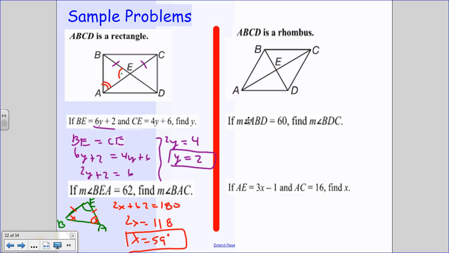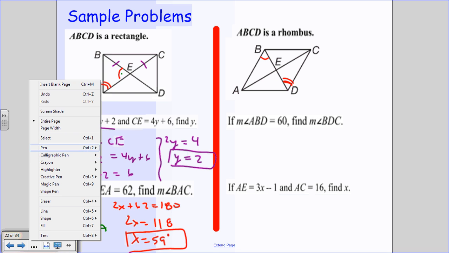Alright, on the other side, the left-hand side, it says ABCD is a rhombus. If the measure of ABD, so this angle here, is 60 degrees, find the measure of BDC, so this angle down here. Well, I know that opposite angles are going to be congruent in a parallelogram and the rhombus.